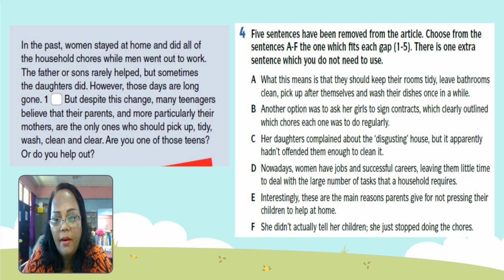Now when you read the paragraph, you have to look for clues to help you. So in this paragraph, you can see the words like in the past. Okay, and then however, those days are long gone. This sentence tells you something different. And another phrase is despite this change. So you're talking about women who stayed at home before, okay, and fathers or sons who rarely help, okay, but the situation has changed now. So what do you think is the answer?